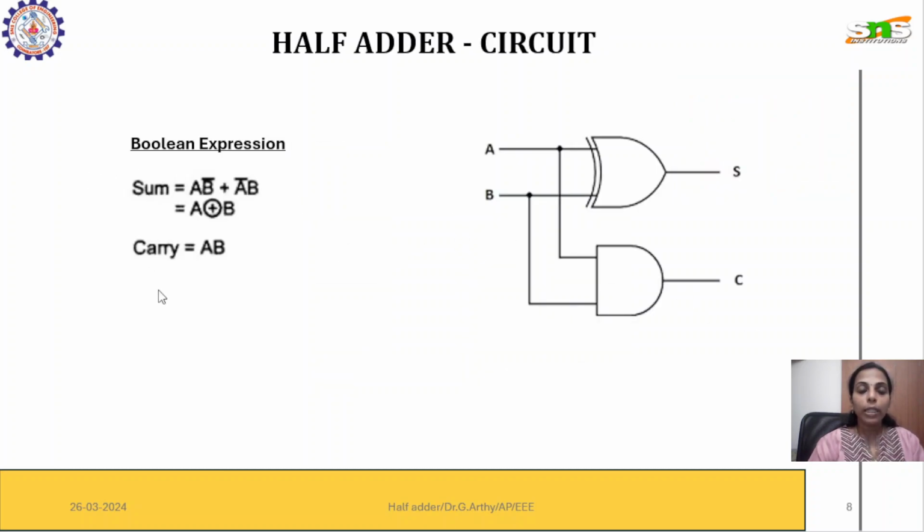Now this is the Boolean expression which we have arrived at, and for this Boolean expression we'll be drawing the half adder circuit. So if you see here, S represents the sum. For the sum, the two inputs are A and B, which are XORed. So A and B, if given to an XOR gate, the output will be the sum of the half adder. Similarly, the carry is AB, which is an AND gate. So A and B are given to an AND gate to generate the carry.